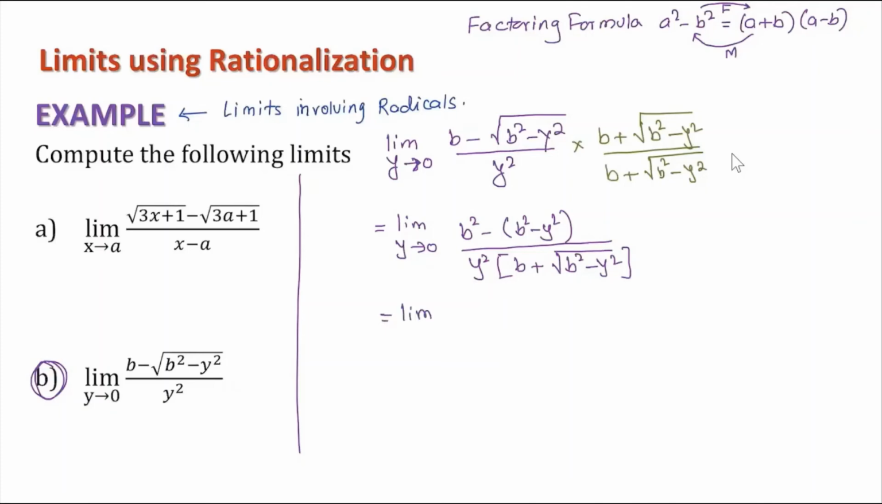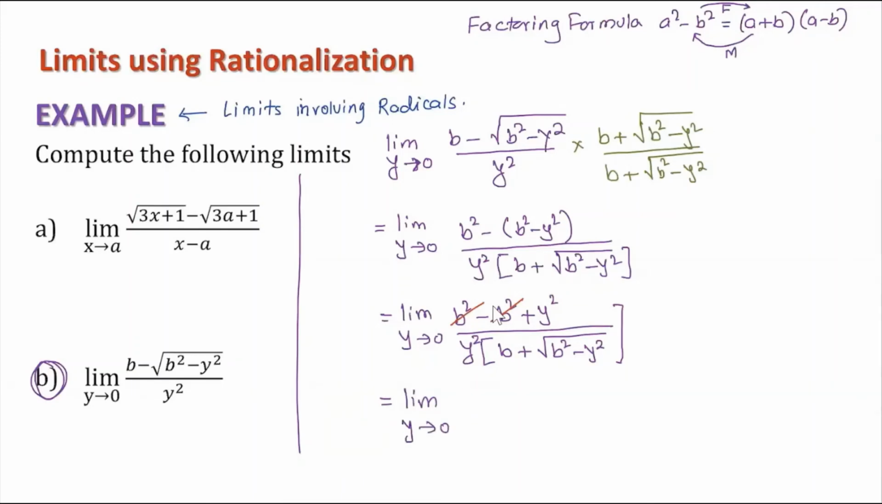Next step, let's see what we get. Limit as y approaches 0. You have b squared minus b squared. If you distribute this negative sign, minus b squared, now negative and negative, positive y squared. In the denominator, you have y squared times b plus the square root of b squared minus y squared. Now in the numerator, if you look at it, there is a negative b squared and a positive b squared. So those two get cancelled. And the remaining thing is the limit as y approaches 0 of y squared in the numerator, divided by, in the denominator, y squared times b plus the square root of b squared minus y squared.